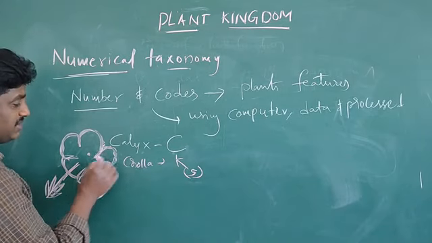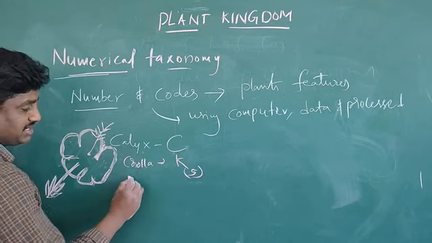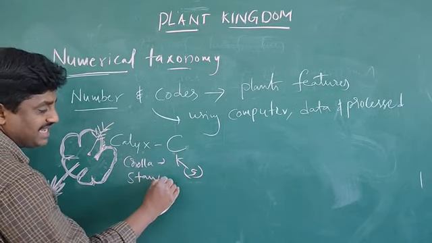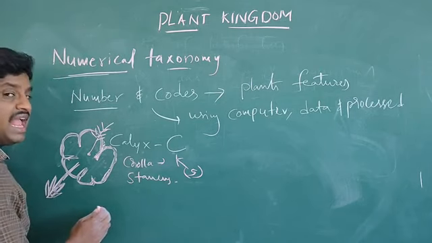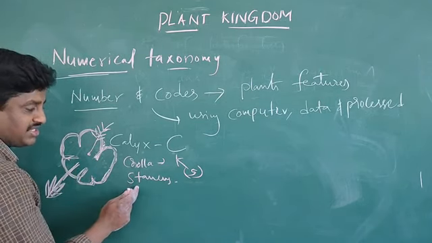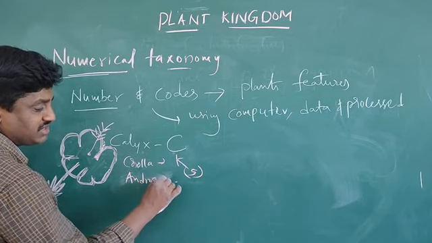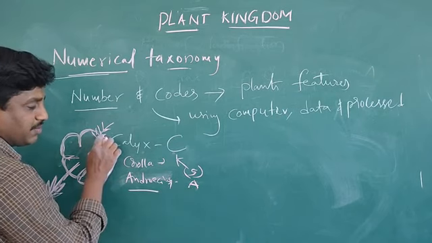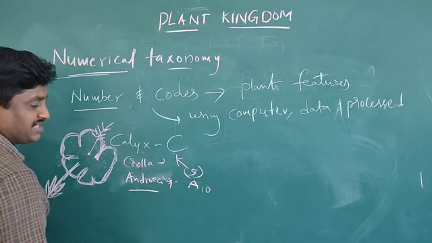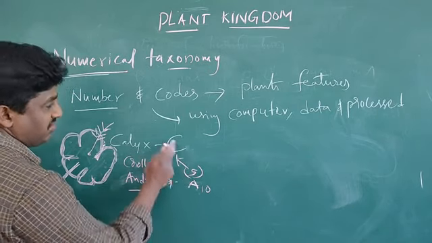Suppose stamens. Stamens generally means androecium. Androecium consisting of stamens. So it gives the code A. A means how many are present? Maybe 10 are present, 10 stamens. Like that, the number and codes are given.